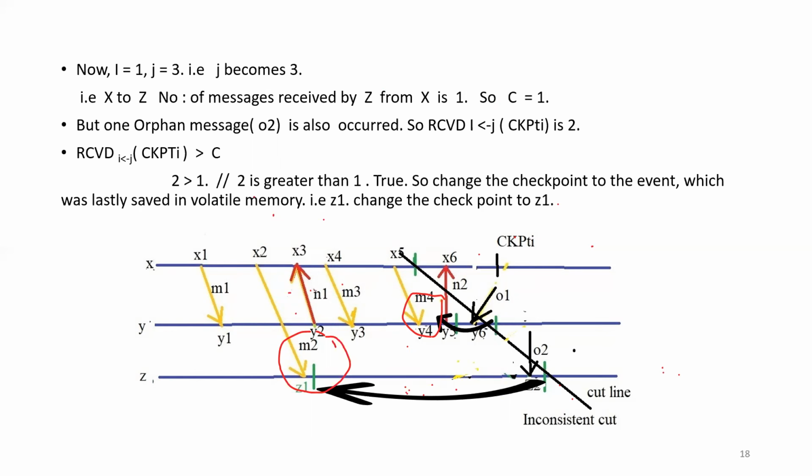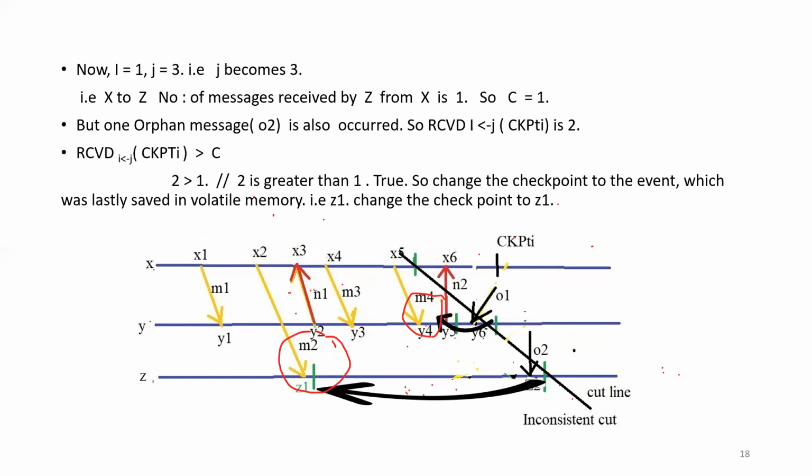The number of messages received by Z from X is only 1. So C equal to 1. But one more orphan message also occurred. So received of Z from I becomes 2. So 2 greater than 1. True. So change the checkpoint to the event which is lastly saved in volatile message.